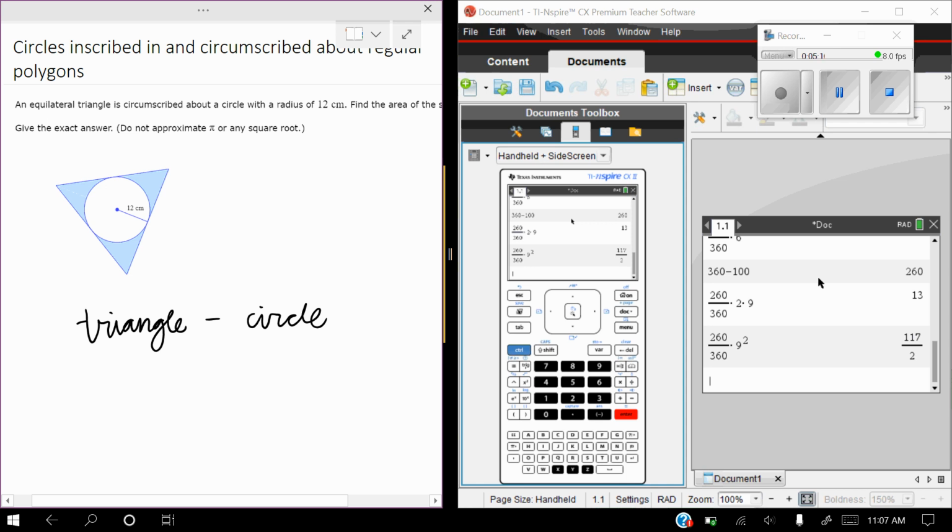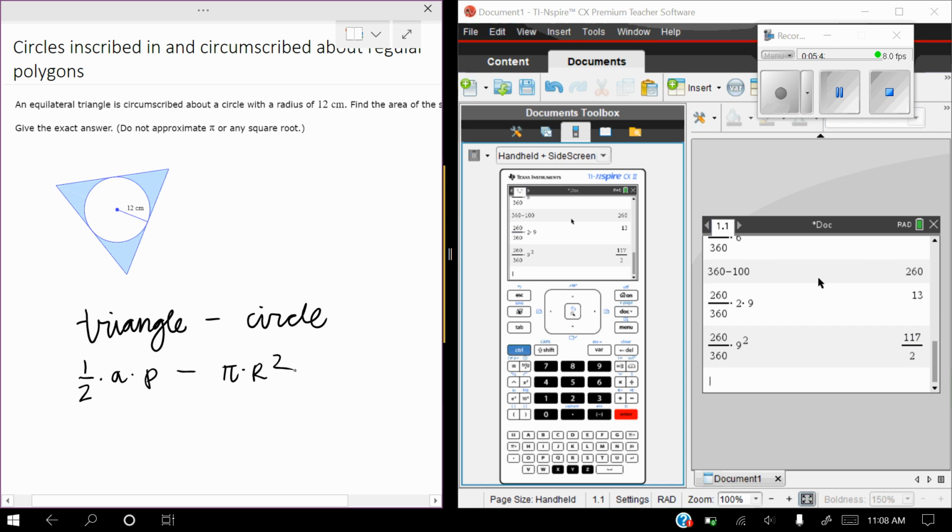So to do the triangle, we could use 1/2 times base times height. And since it's an equilateral triangle, I'm going to use the area of a regular polygon formula, 1/2 times apothem times perimeter. And then we're going to subtract the area of the circle. So the area of the circle is going to be pi times radius squared.